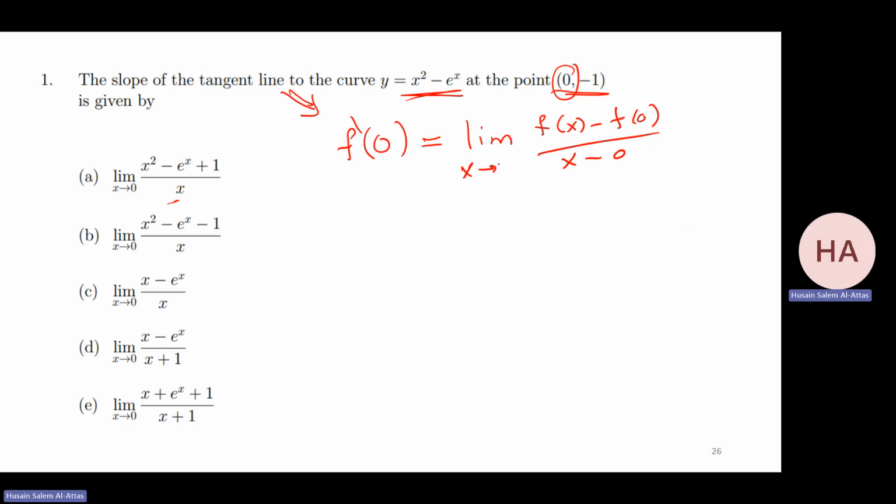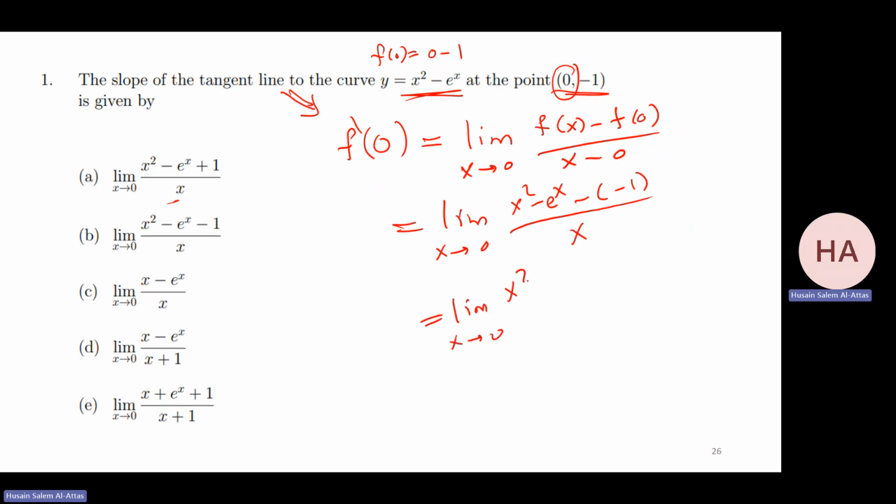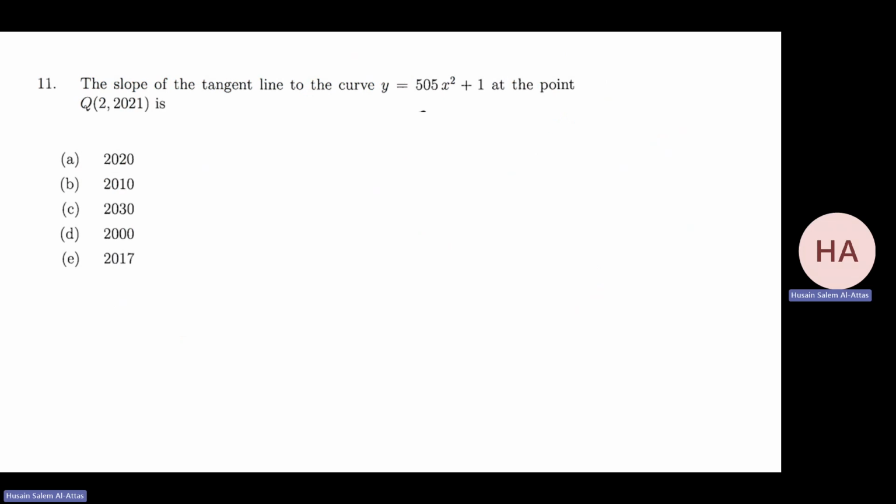As x goes to 0, and that will be what? The limit as x goes to 0 of f of x. What will be f at 0? It will be 0 minus 1. So this is f of x minus 1 over x. That will be the limit as x goes to 0 of x squared minus ax plus 1 over x, which is this one. The slope of the tangent line to this curve at this point is this.